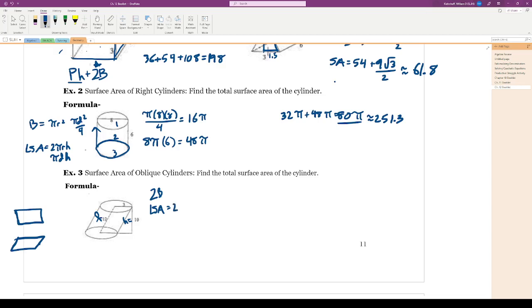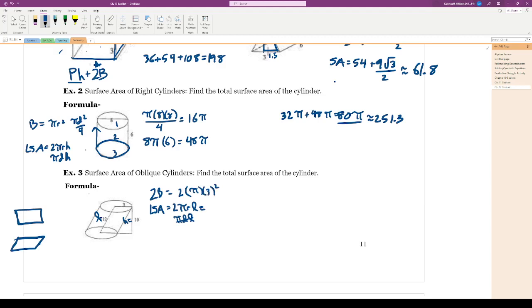So here it would be 2 pi r L or pi d L. Here we have the radius, so we'll use the radius version. So 2 times the base area. That's 2 times pi r squared.